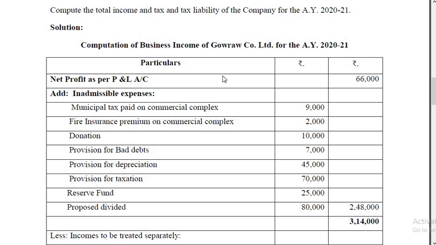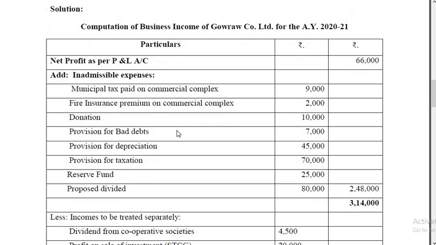Starting point is net profit as per profit and loss account. All inadmissible expenses are to be added back. These things you have studied last year only, how to compute business income. Now it is a recollection of what you have learned last year, and I have already explained with the help of the problem. So municipal tax paid on commercial complex is relating to income from house property, that's added back as inadmissible.